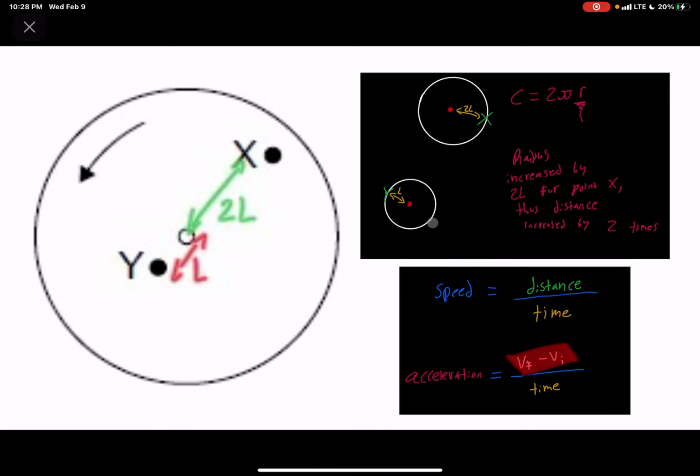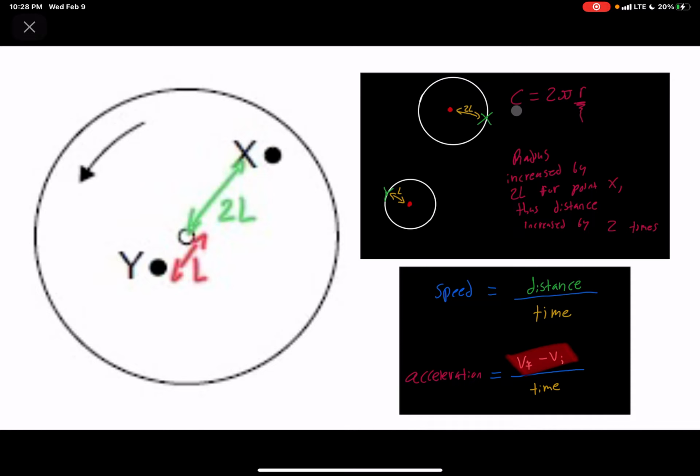While y is going to have a smaller circle since it has a smaller radius of l, and this is the center of the disk, the red dot in the middle. So as you can see, y is covering less distance than x. The circle is smaller and the radius is smaller. So how do we discover this mathematically?